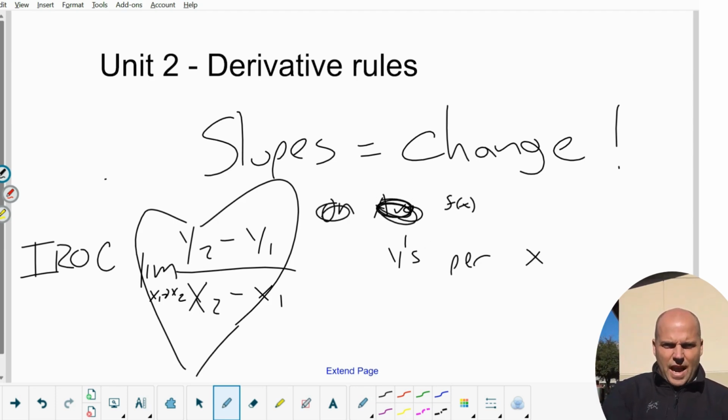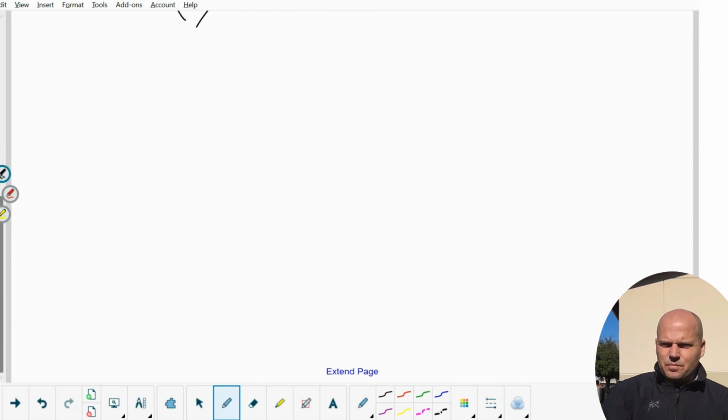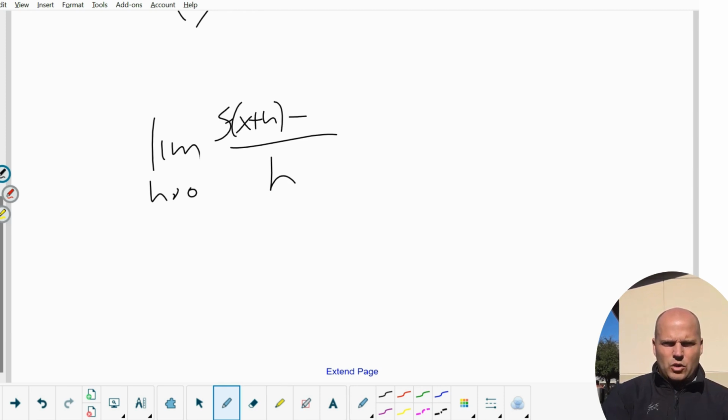And we would then say at x equals x2, f of x is increasing or decreasing this many y's per x. And it usually doesn't look like that. It's usually not a y2 minus a y1. Rather, we say there's an x distance h that is approaching 0. This is x2 minus x1. And then this would be a y2 minus a y1.